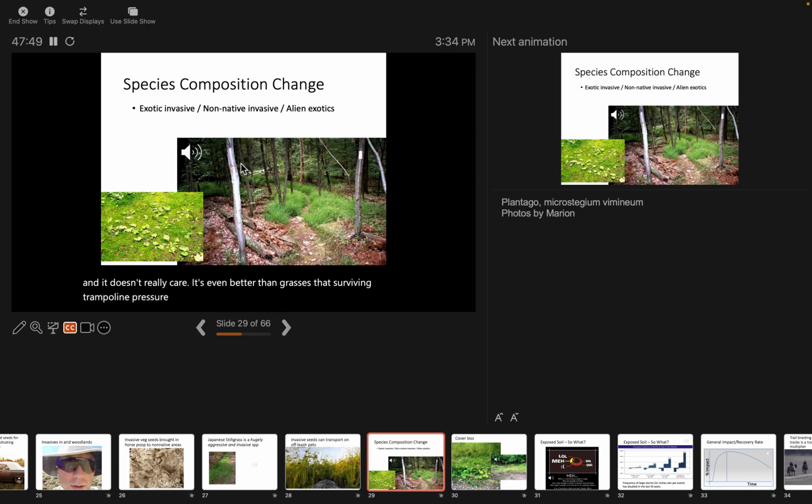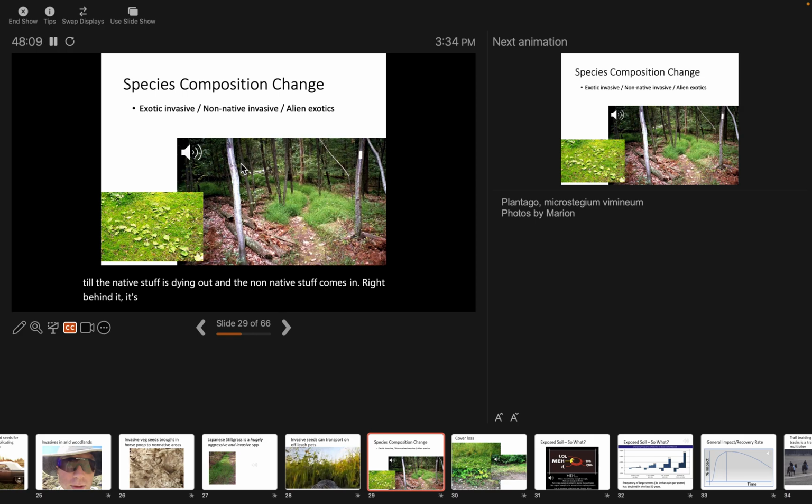So we're going to see this composition change be a function of us walking through those forest forbs or those grasses, pushing them beyond the resistance phase, beyond the resilience phase, till the native stuff is dying out and the non-native stuff comes in right behind it.